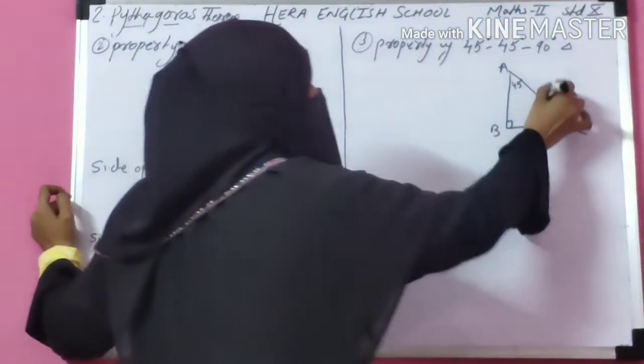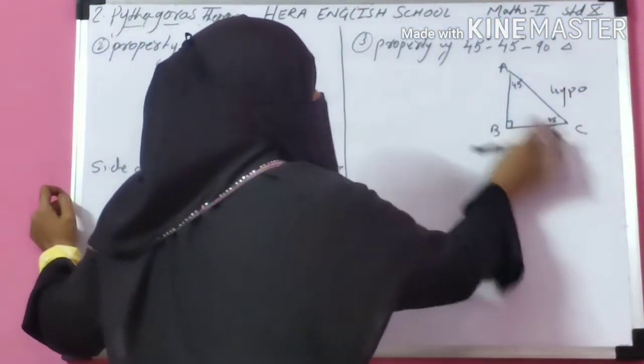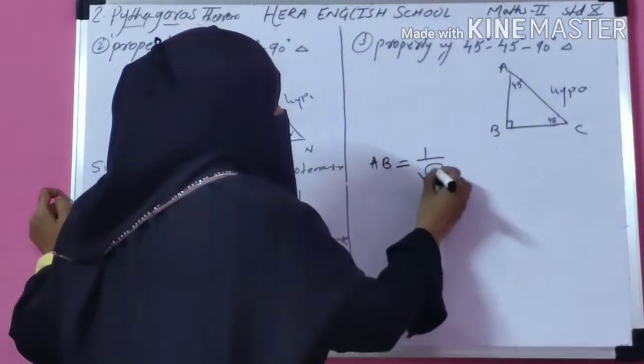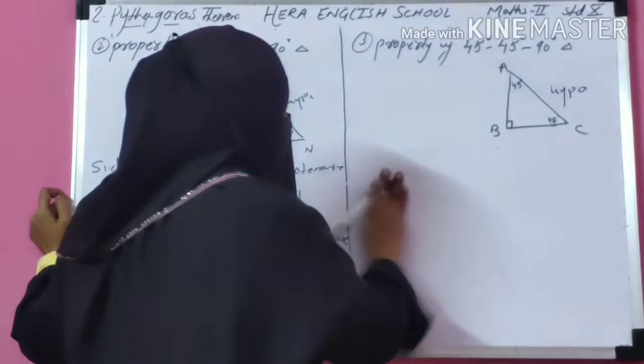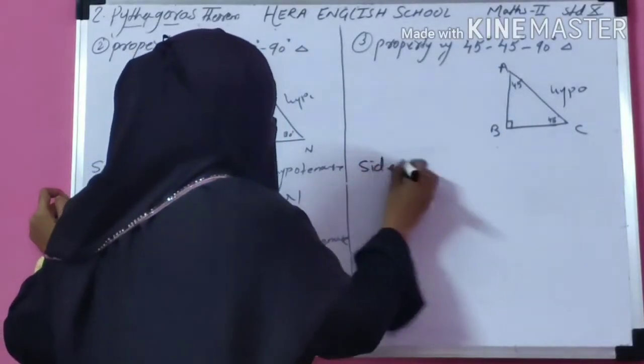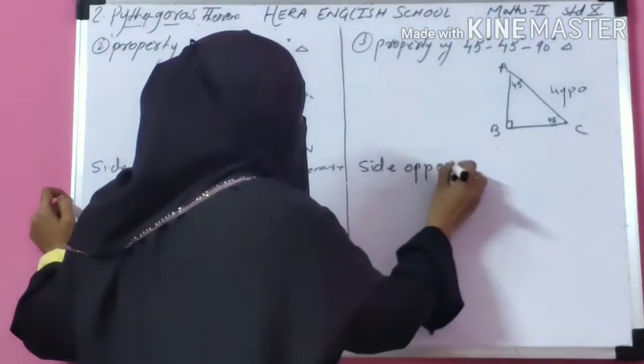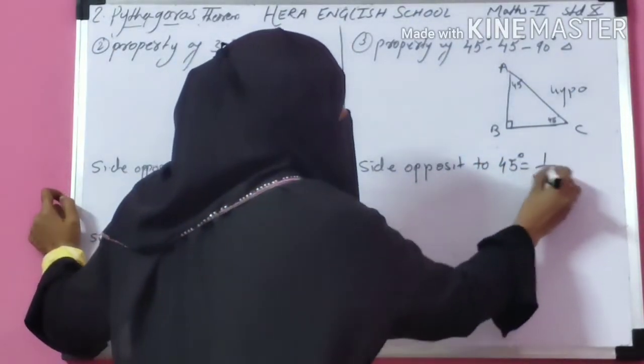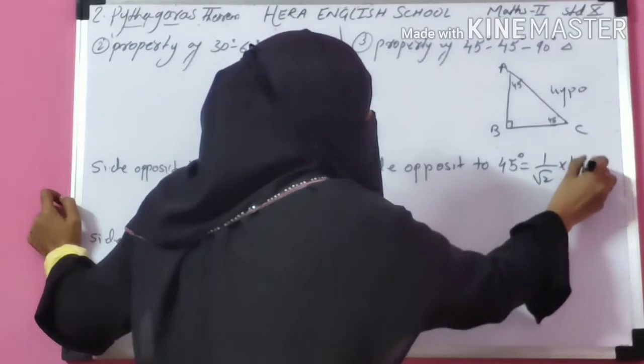Here the hypotenuse is AC. So the side opposite to 45, that means AB, is 1 upon root 2 times the hypotenuse.